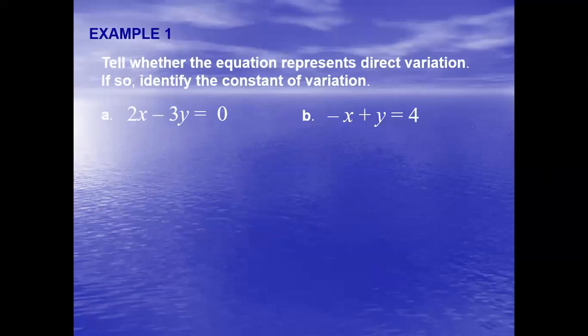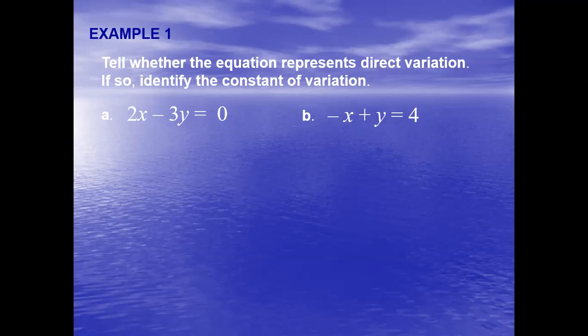The first example, tell whether the equation represents direct variation. If so, identify the constant of variation. A, 2x minus 3y is 0. To tell so, we need to solve the given equation for y. In different words, we need to write y as a subject. If we get the formula y equals mx, not plus, not minus, anything, so it represents a direct variation.